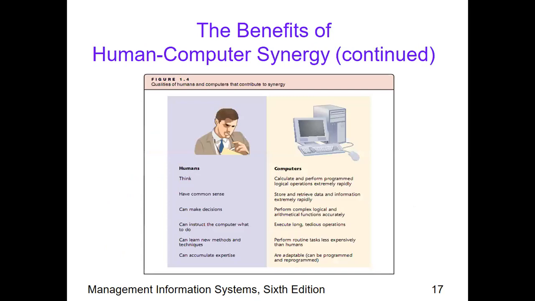of data. If you look at this figure, the different qualities and functions of humans as well as their abilities are found on the left side, while computers are found on the right side. If we combine them together, that would result in synergy.